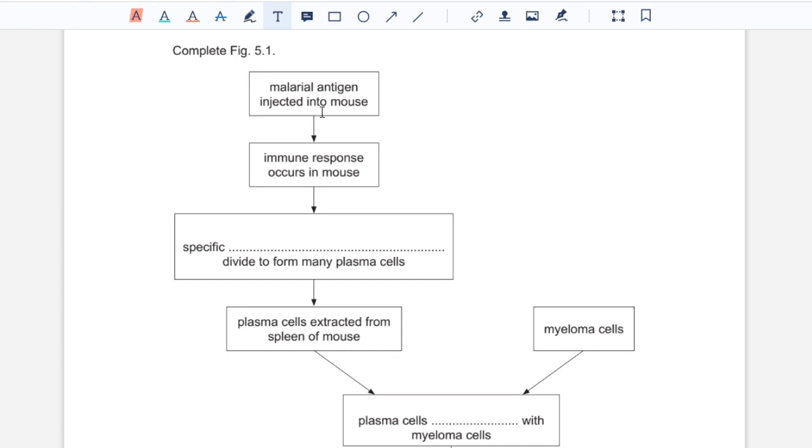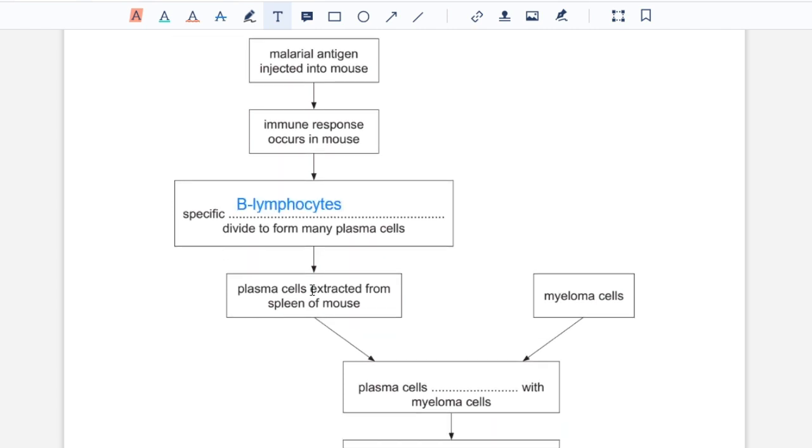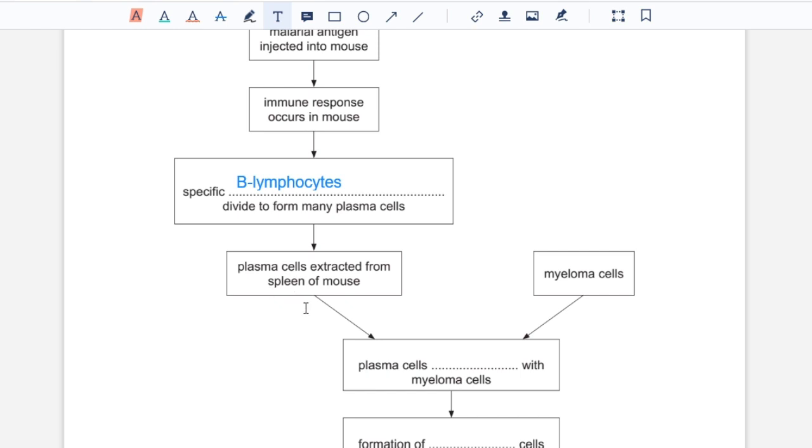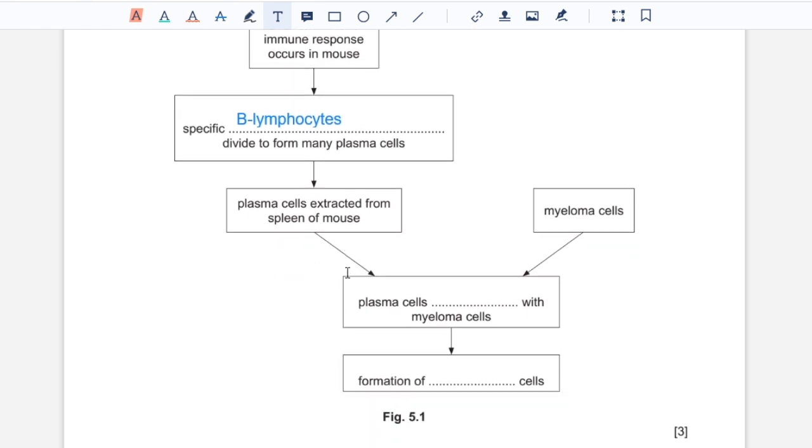Malarial antigen is injected into a mouse where the immune system responds, and this produces specific B lymphocyte cells that divide to form many plasma cells. And plasma cells are then extracted from the spleen of the mouse where they would have been stored. These plasma cells then fuse with myeloma cells, which are a type of cancer cell. This forms the hybridoma cell.